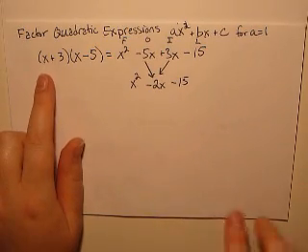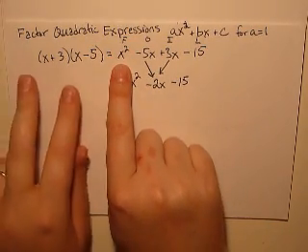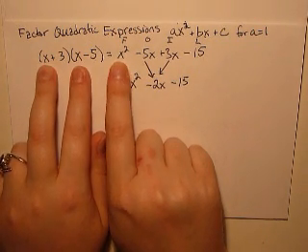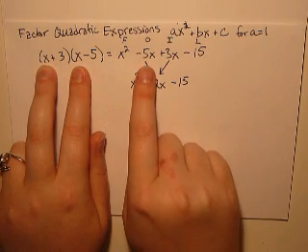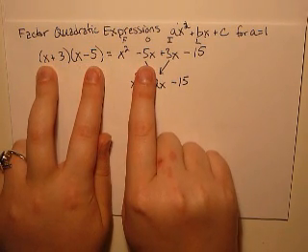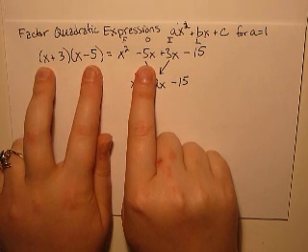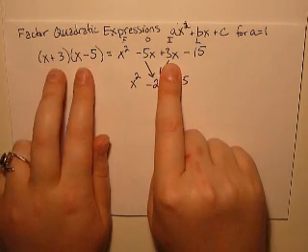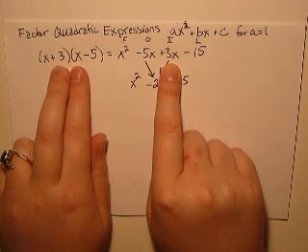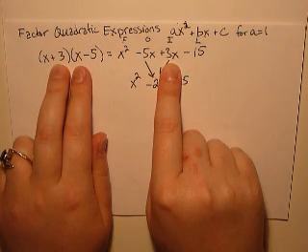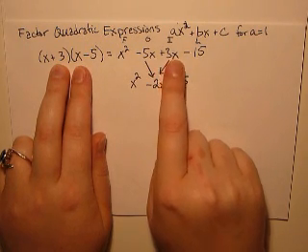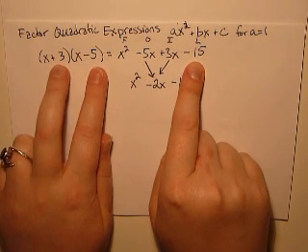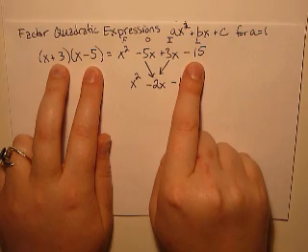FOIL is F-O-I-L, where the first term is the product of the first terms of the binomials. X times x gives us x squared. The outer term is the product of the outer terms of the binomial. X times -5 gives -5x. The inner term is the product of the inner terms of the binomials. 3 times x gives positive 3x. Finally, the last term is the product of the last terms of the binomial. 3 times -5 is -15.